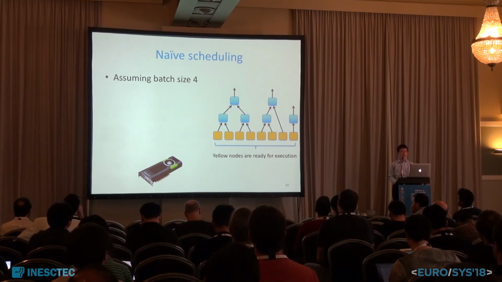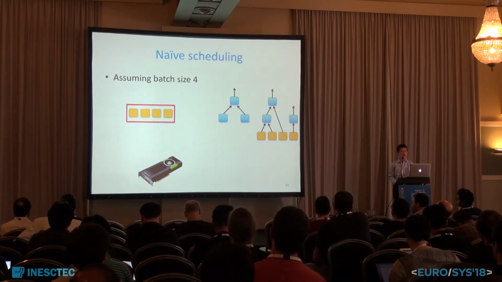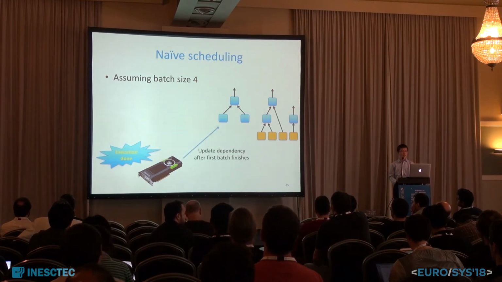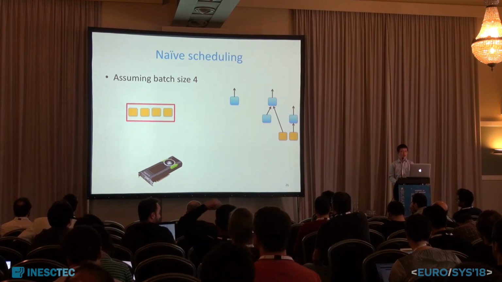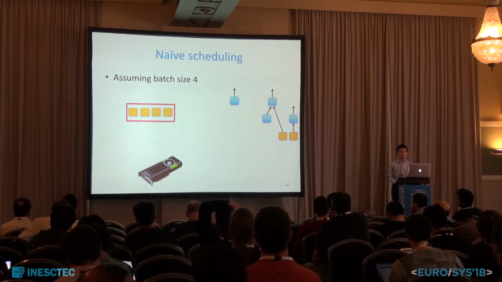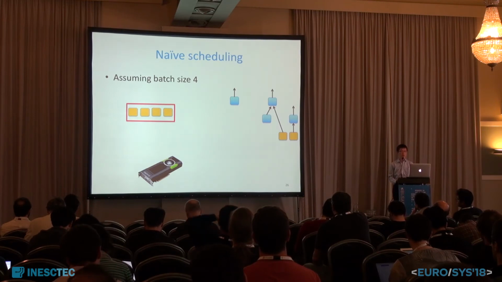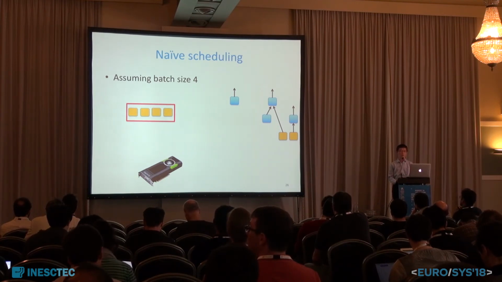The naive way of batching is we make a batch of the first 4 ready nodes and then submit it to the GPU. When the GPU finishes execution, we update dependencies and schedule the next batch. The performance of this naive solution will be unacceptable because, besides the cost of making scheduling decisions, this naive approach stops GPU kernels from being launched asynchronously at cell boundaries. And GPU kernel launching is very costly.